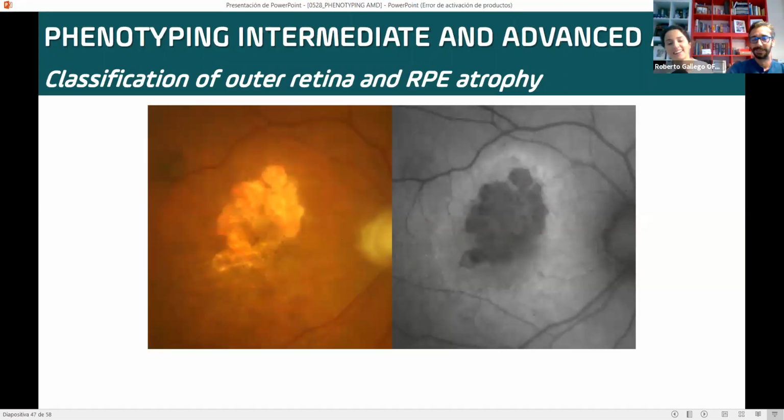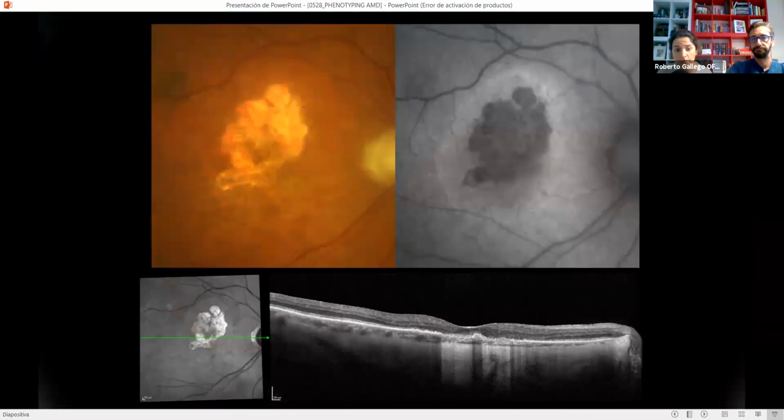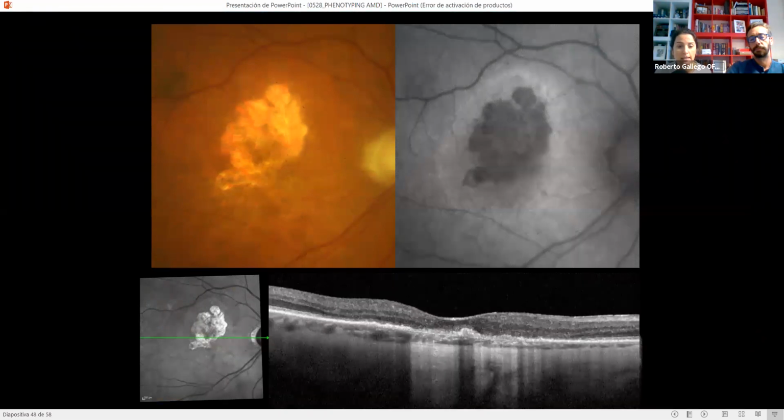What I was saying is that if you see the image, there are areas where we clearly see the signs described as geographic atrophy. We see the choroidal vessels in the color fundus. We see hypoautofluorescence in the autofluorescence. And those areas correspond to atrophy of the RPE, which is of course associated with atrophy of the outer retina. And this is now called RORA, so RPE and outer retinal atrophy.